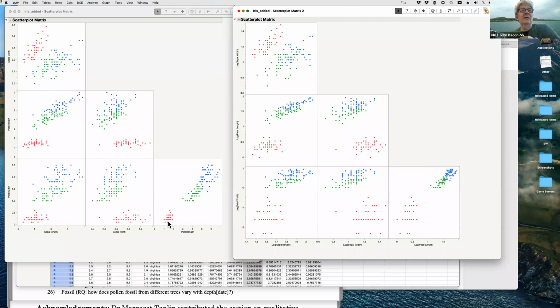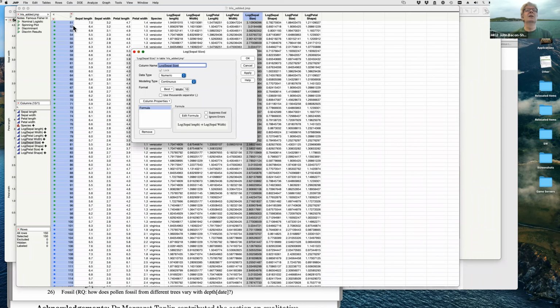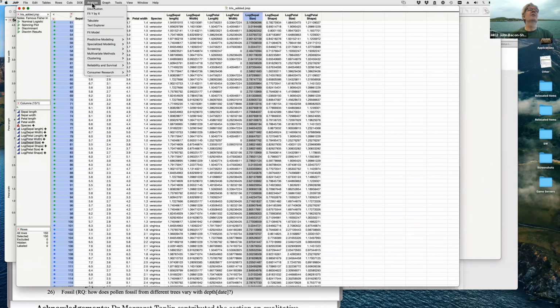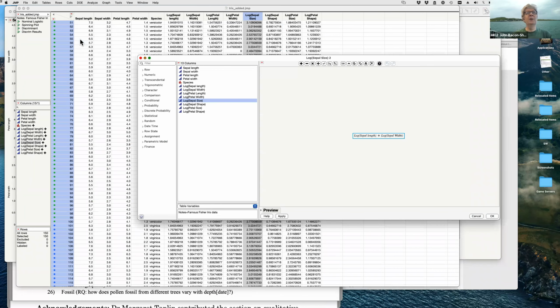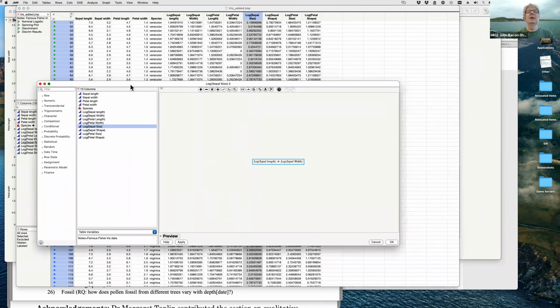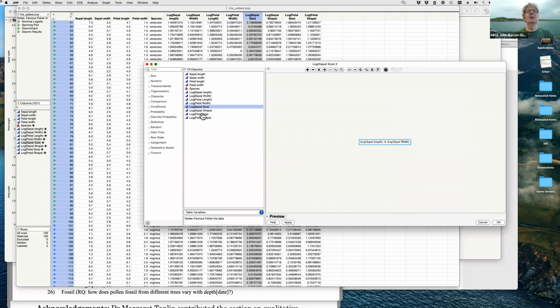But the real issue is the last few variables. I've got these other 4 variables. How have I created these? Let's have a look. Let me just look at the formula directly. The formula for log sepal size is log of sepal length plus log of sepal width. That means it's the log of the area of the sepal.